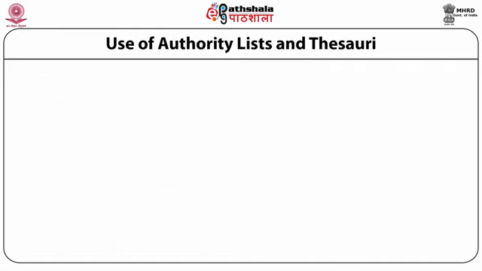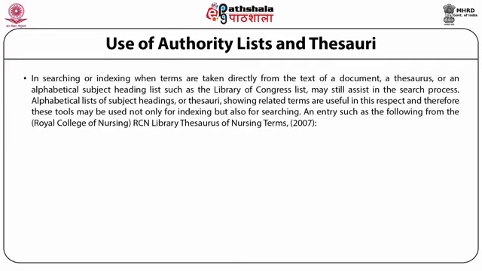Use of authority lists and thesauri for searching. In searching or indexing, when terms are taken directly from the text of a document, a thesaurus or an alphabetical subject heading list, such as the Library of Congress list, may still assist in the search process. Alphabetical lists of subject headings or thesauri showing related terms are useful in this respect, and therefore these tools may be used not only for indexing but also for searching.